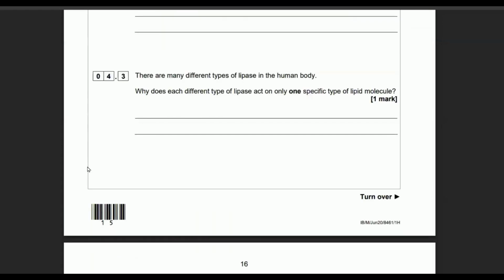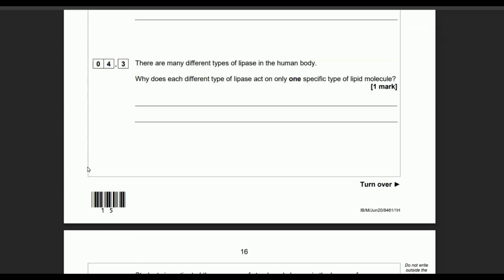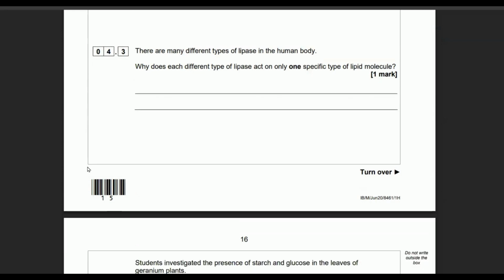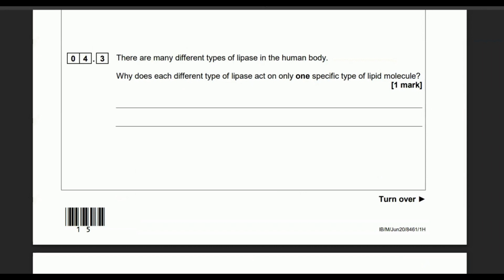There are many different types of lipase in the human body. Why does each different type of lipase only act on one specific type of lipid molecule? So what they're saying is there's lots of different fats called lipids in our body, and each different type of fat that you could eat, like you might eat fat from some sunflower seeds, or you might eat fat from some olive oil, or fat that's found in a bag of chips, or fat from a cheeseburger. Each of the different fats needs a different enzyme to break it down.